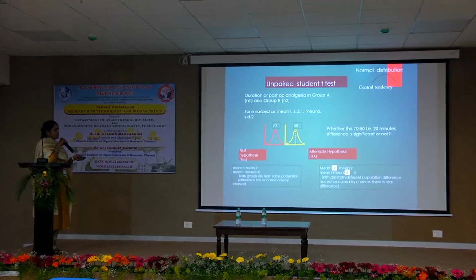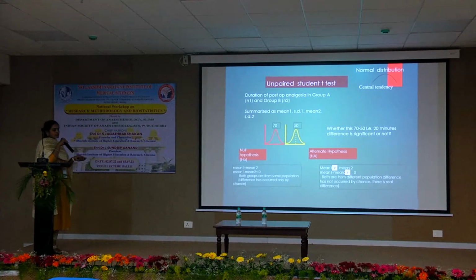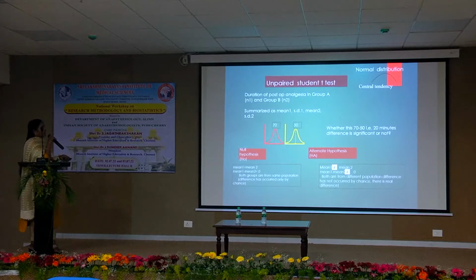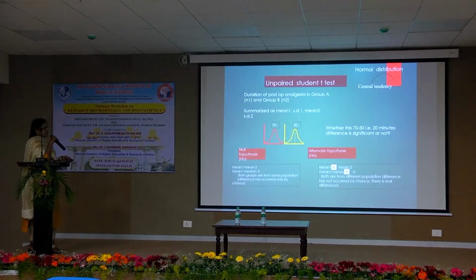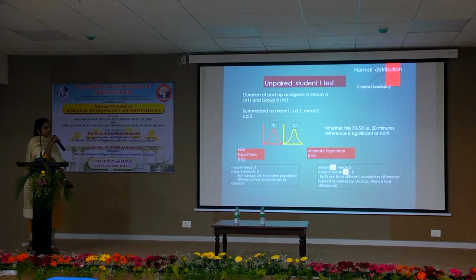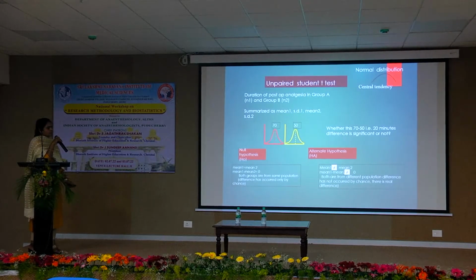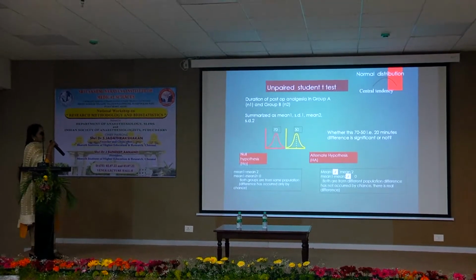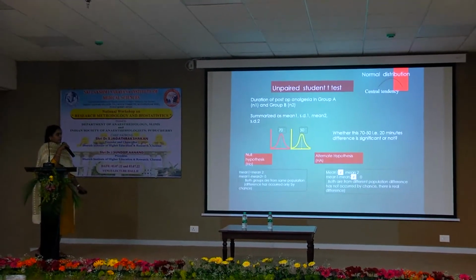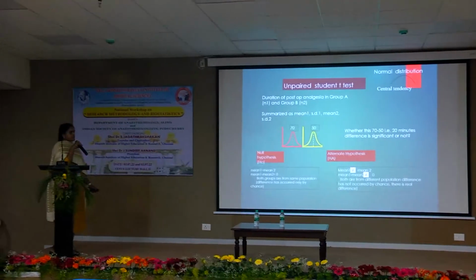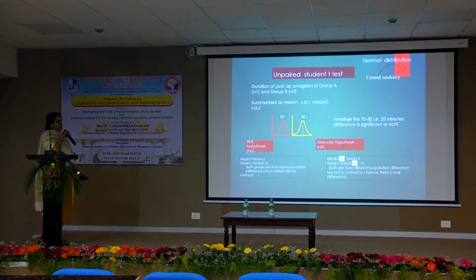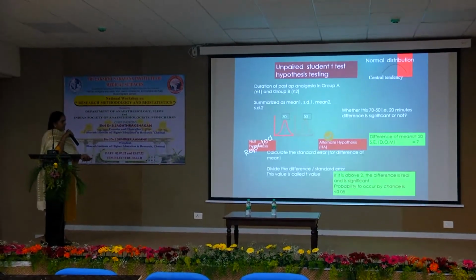According to the null hypothesis, both means are equal and there is no difference. Both groups are from the same population. Whatever difference has occurred, it has occurred only by chance. Whereas the alternate hypothesis says that both means are different, they are from different populations, and the difference has not occurred by chance. There is a real difference.